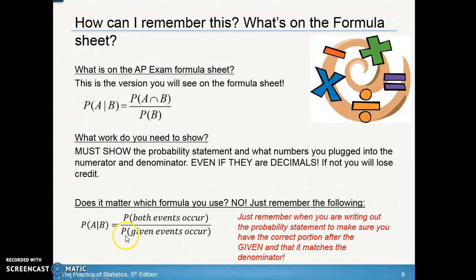The most common mistake, I would say, is just making sure that the given portion is in the denominator. Sometimes people put the A in the denominator, so just make sure. Think of it this way: this is kind of like a fraction, A given B. It's like A divided by B, so the B also needs to be on the bottom.